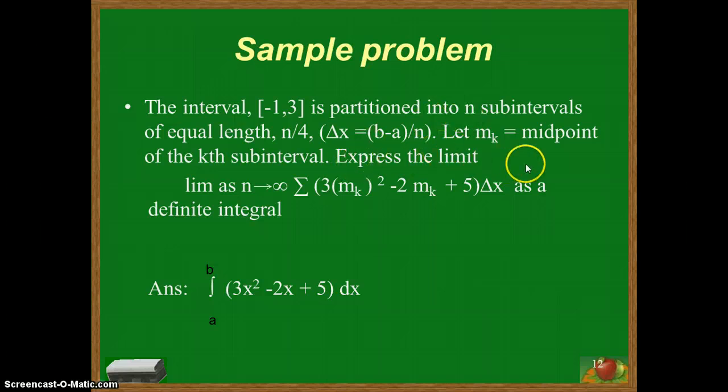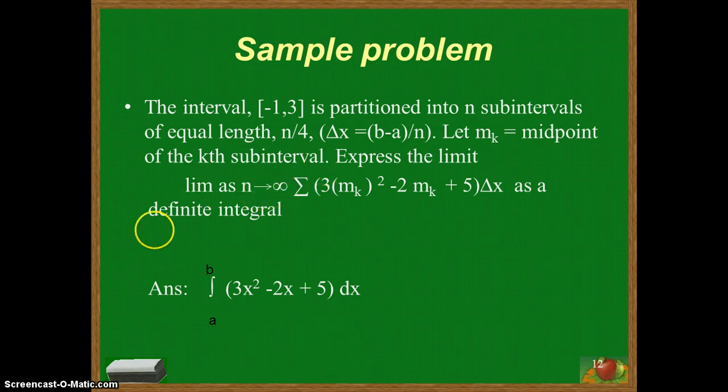Let's let mk represent the midpoint of the kth subinterval. So in other words, we're not using left-hand endpoints, we're not using right-hand endpoints, we're going to use midpoints. It says to express the limit, n goes to infinity. Now notice, we're not talking about the norm going to 0. We're saying the norm going to 0 implies that the number of rectangles is infinite.